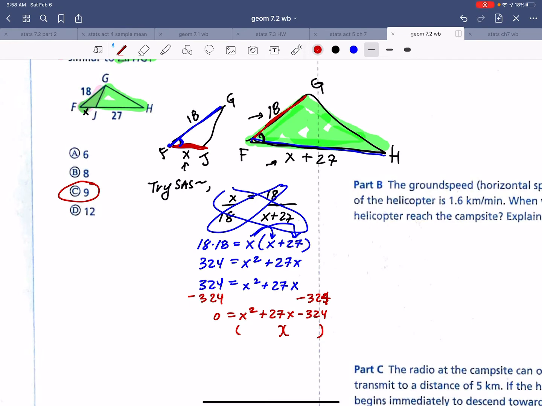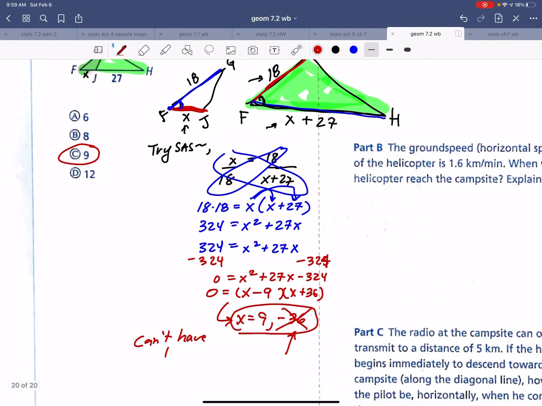So we get positive 9 or negative 36. So that's not going to work, right? So this would look like x minus 9, x plus 36. And we end up getting these answers, right? We can't have that because we can't have a length be negative. So we just kind of toss that out. That's called the extraneous. Nice. Okay, so we get our answer of 9.